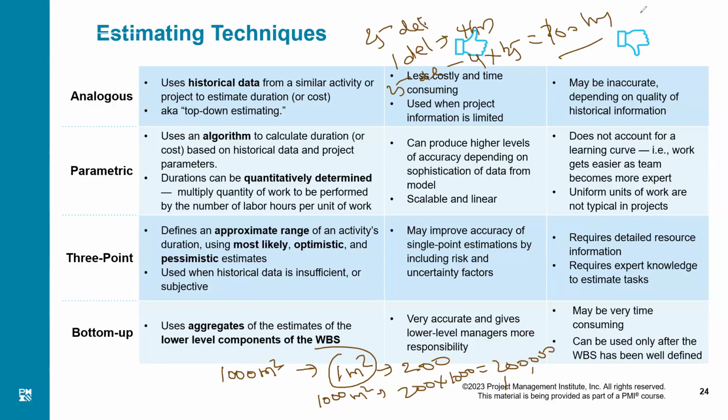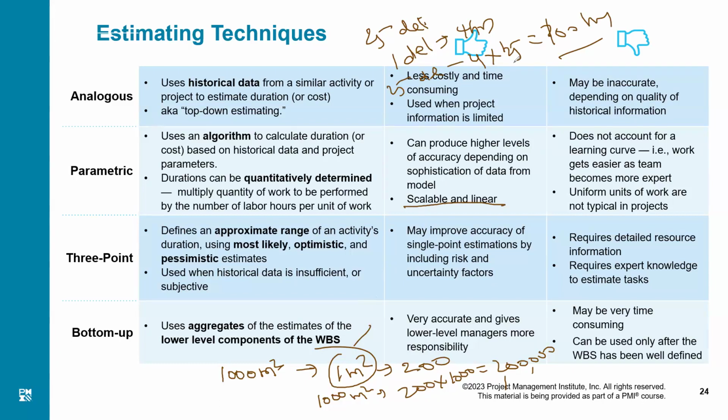But there is a rule. The parameter you are choosing should be scalable and linear. Meaning, the first meter square will cost me 200 reals, the second meter square will cost me 500 reals, the third meter square will cost me 50 reals. This is not linear and scalable, and you cannot use this.